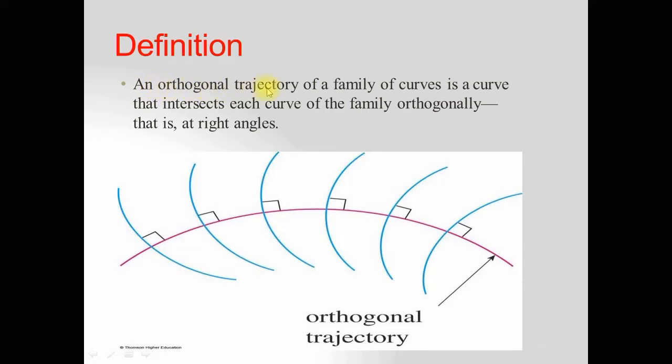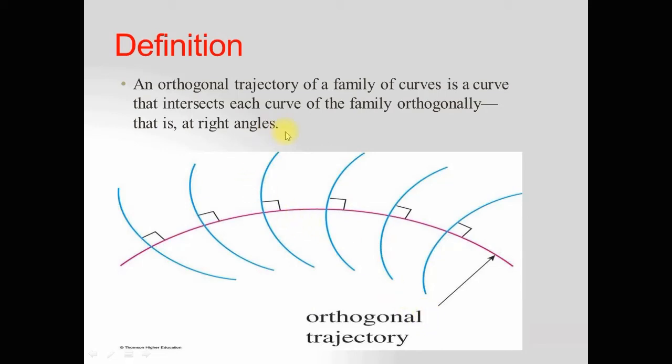An orthogonal trajectory of a family of curves is a curve that intersects each curve of the family orthogonally, that is, at right angles. Suppose you see here, this is one curve and these are the other curves. So this is one family of curves and this is another family of curves. So this curve intersects these other curves at a 90-degree angle. So this is an orthogonal trajectory.